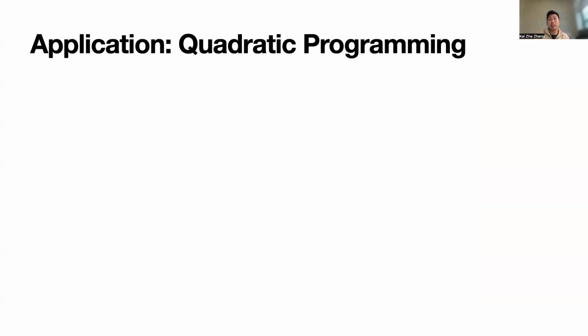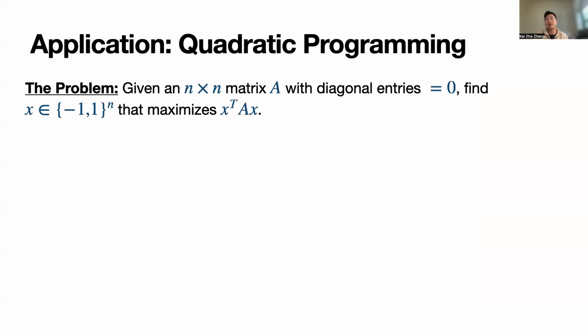The first application I'll talk about is to quadratic programming. So in this problem, you're given a matrix A with diagonal entries set to 0, and your goal is to find a -1, 1 valued vector that maximizes this quadratic form.